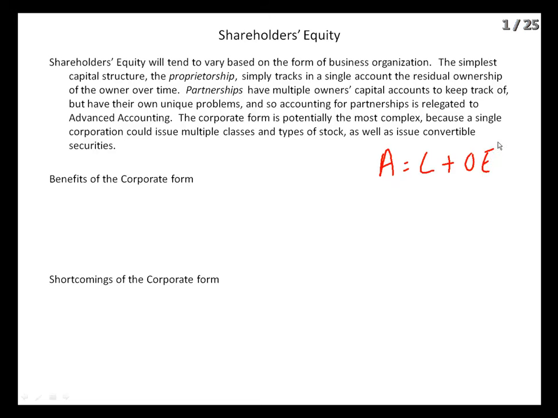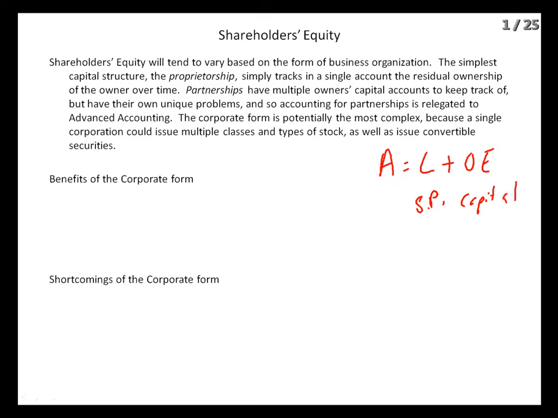And the question comes down to, how do we need to structure this equity section so that it provides the proper amount of information? If we've got a sole proprietorship, which is the most common form of business organization in the United States, we don't need a lot of complexity. We have a single owner, and everything that the company owns that doesn't have to be paid out to creditors belongs to that one owner. So the sole proprietorship will have a single account called capital that tracks the ownership stake.